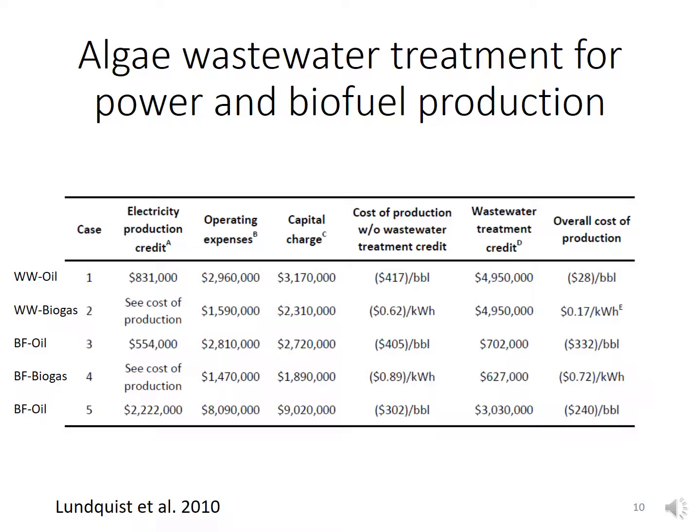This table summarizes the results of the report, which I encourage you to read in more detail. And what you can see here is that in the case of oil production, we have a credit that is given for producing the byproduct electricity. That credit can be fairly significant, as in case 5.